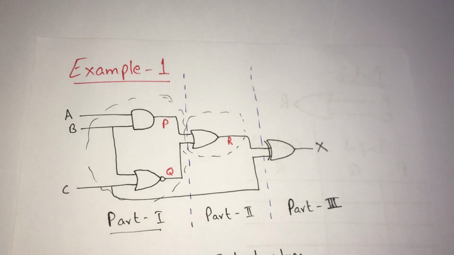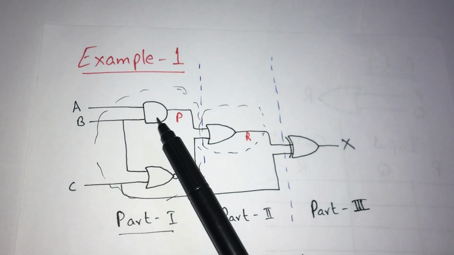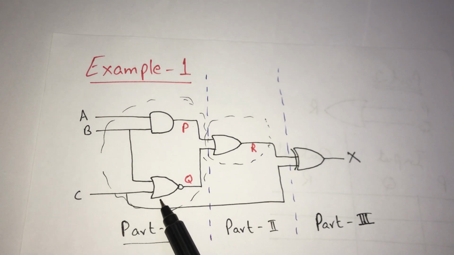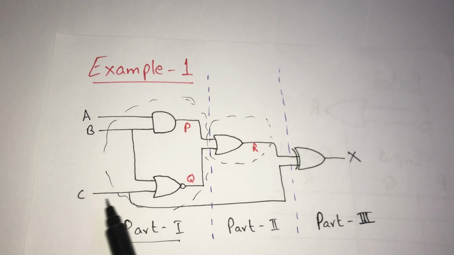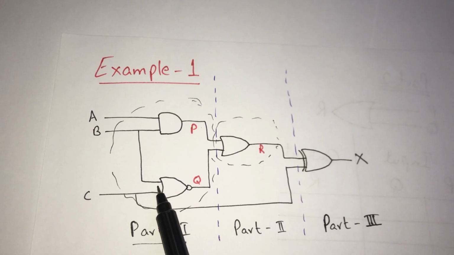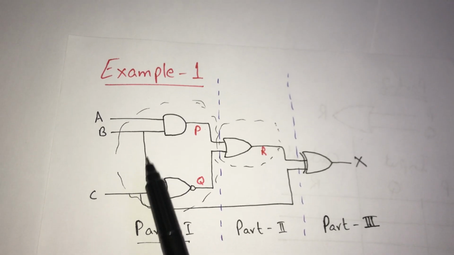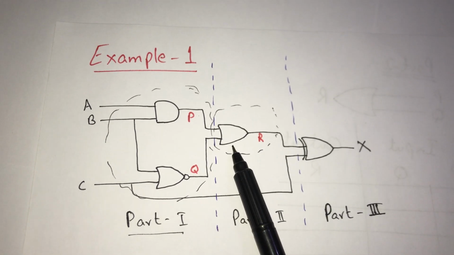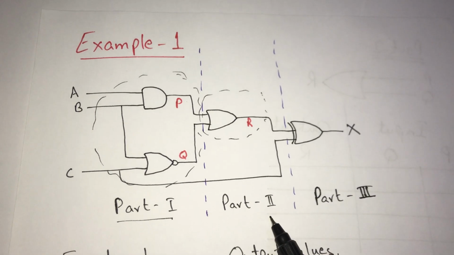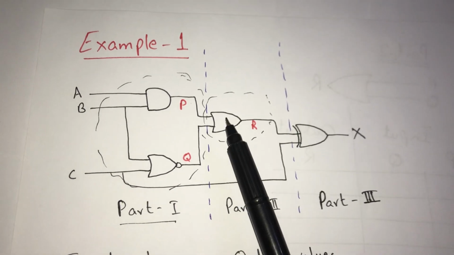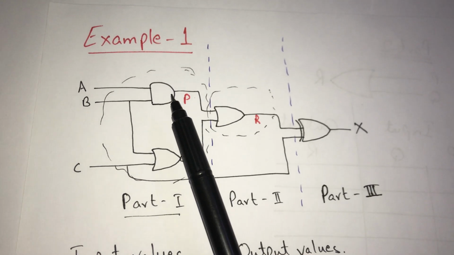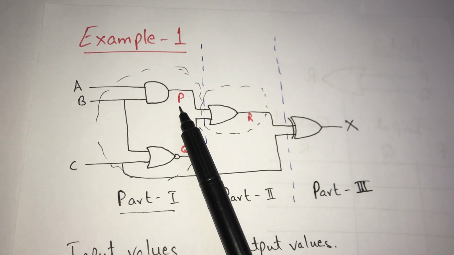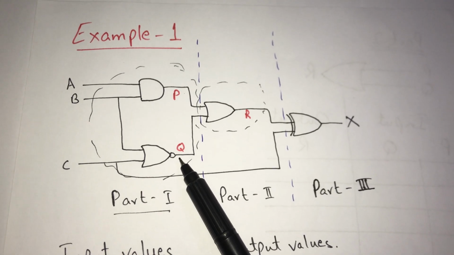So part 1 consists of the AND gate with the inputs A and B, and the NOR gate, one of whose inputs is C and the second input is the output from the AND gate. This is part 1. The second one is the OR gate, that is part 2. The inputs of the OR gate are the outputs of the AND gate and the NOR gate, that is the values of P and the values of Q.